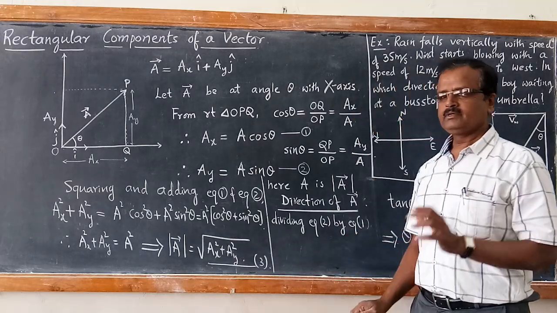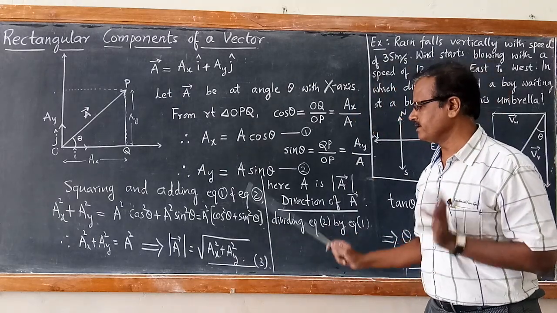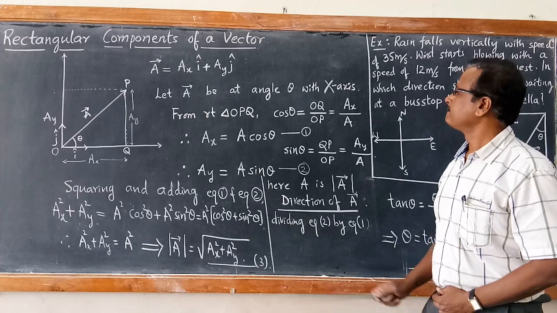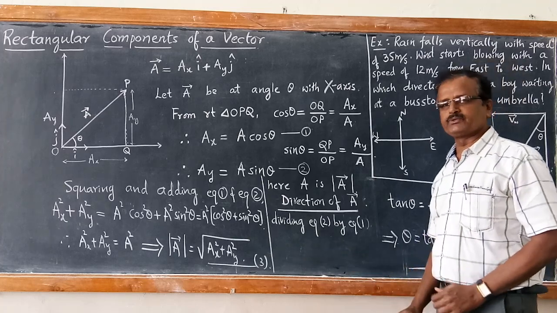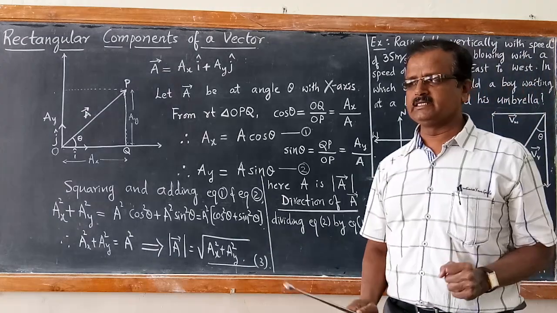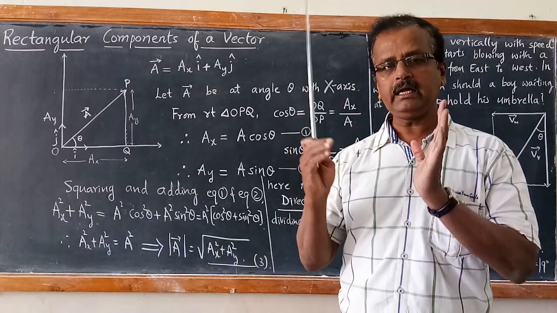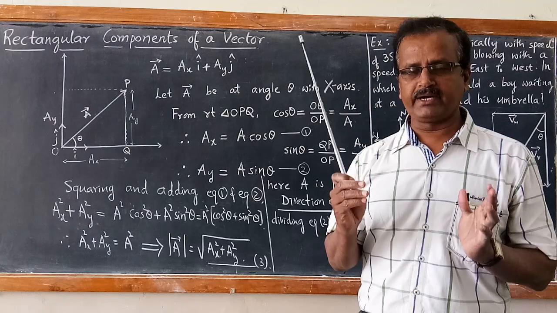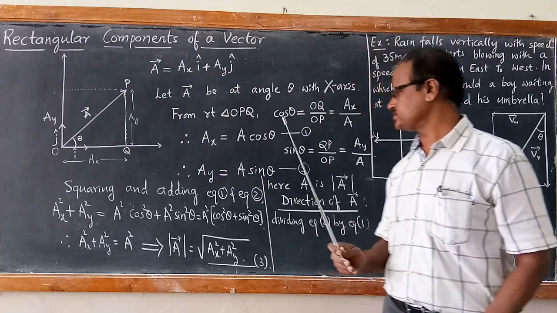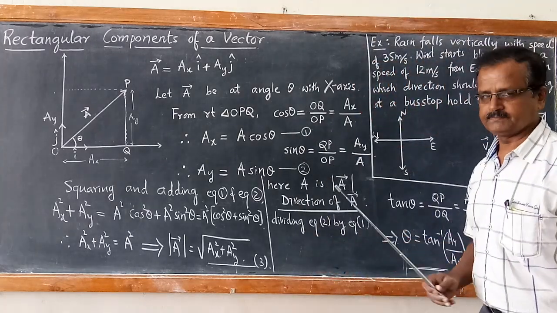Square root of ax square plus ay square. Sum of them. This gives us magnitude. A vector is described both by magnitude and direction. Now, once we find out magnitude, we have to find out direction. How to find out direction?